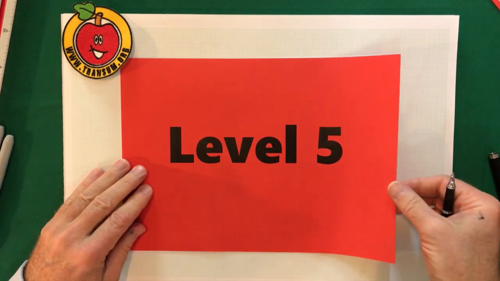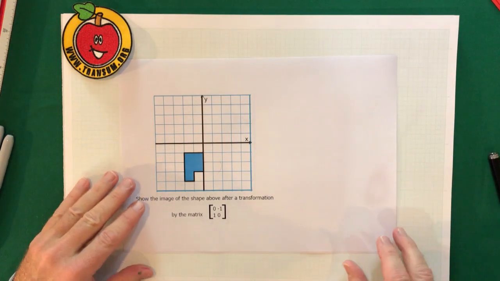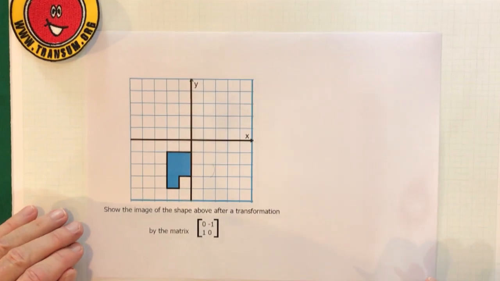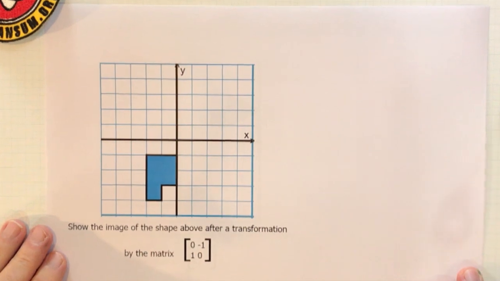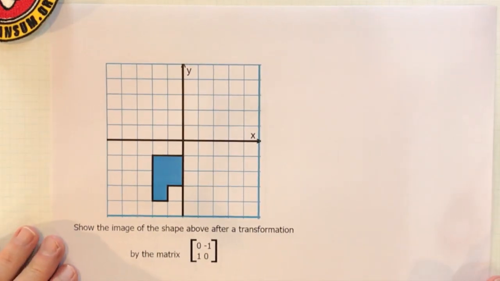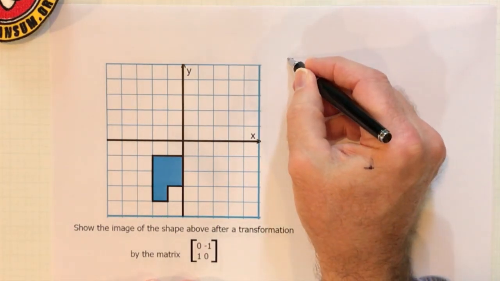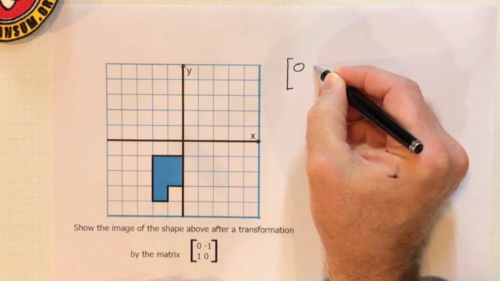Now, most people can skip this level 5 because it probably isn't on your syllabus. Do check, are matrices on your syllabus, matrices used for transformations? Probably not, but I'm going to show you how to do it for those that are interested. What we have to do is transform this shape using this matrix here. So the way we do it is we start off by writing down the matrix that we are going to use.